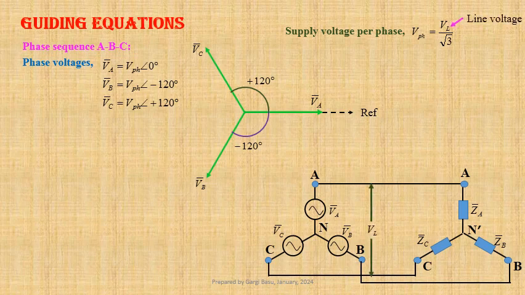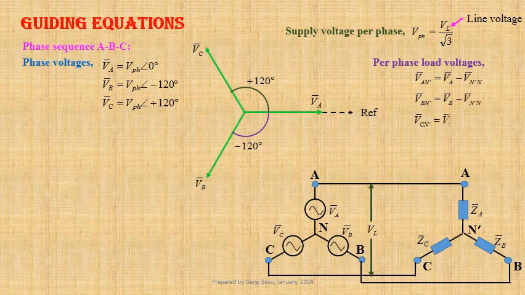Applying Kirchhoff's voltage law, we get expressions for per phase load voltages: VAN' equals VA minus VN'N, VBN' equals VB minus VN'N, and VCN' equals VC minus VN'N. Here VN'N is the neutral shift voltage.